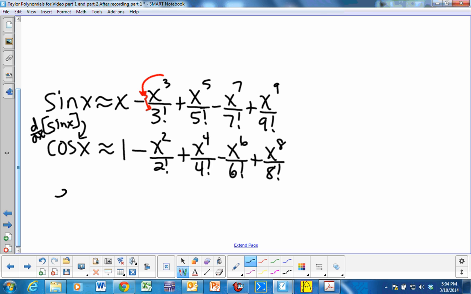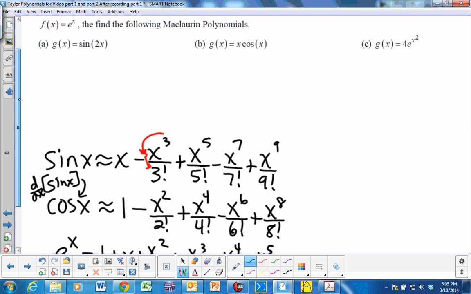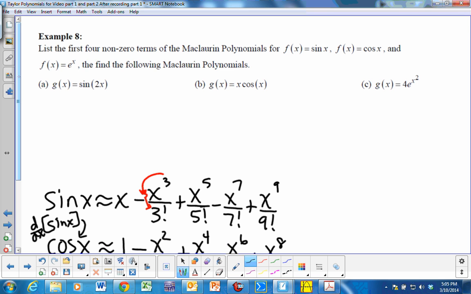Another one is e to the x, and we already did that one today. It was 1 plus x plus x squared over 2 factorial plus x cubed over 3 factorial plus x to the 4th over 4 factorial plus x to the 5th over 5 factorial, and so on, as many terms as you need. So those are going to be some of the ones that we're going to need to learn, especially when they're series. So let's use that to generate these new ones without having to start from the beginning.